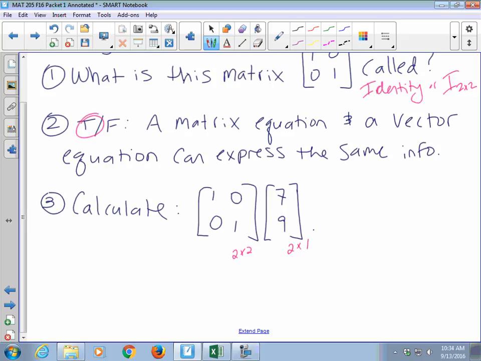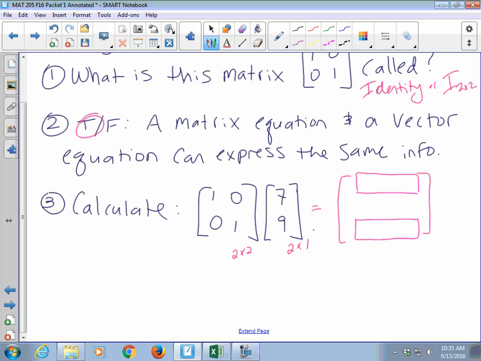So to know if you can multiply a matrix by a vector, or even a matrix by a matrix, which we'll learn later, the inner dimensions have to match, right? So the 2 and the 2 that are closest to each other have to match. The result is going to be the outer dimensions, 2 by 1. So when we multiply these, my result is going to be a 2 by 1 matrix, 2 rows, 1 column. I like to put the general shape of the answer, so then you can fill it in.